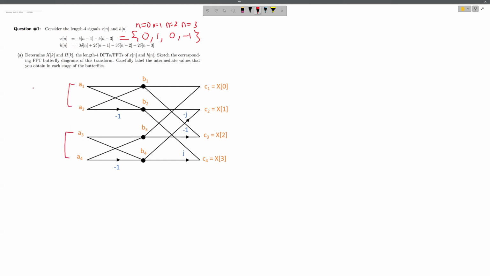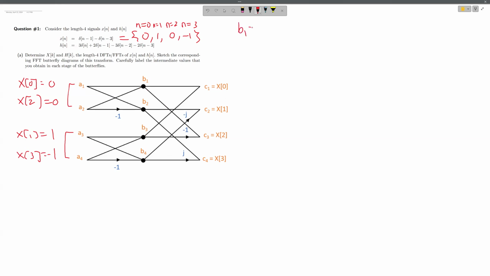So what I'm going to say is a1 is equal to the first even term, which is just 0. Next, the second even term is x of 2, which is also equal to 0 in this case. And next, the odd terms are x of 1, a3 equals 1, and x of 3 equals -1. Now, what I'm going to do is get these intermediate b1, b2, b3, b4.